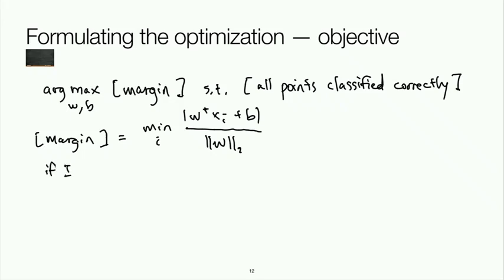If I multiply W and B by some c that's greater than 0, can anyone tell me what happens to my margin?